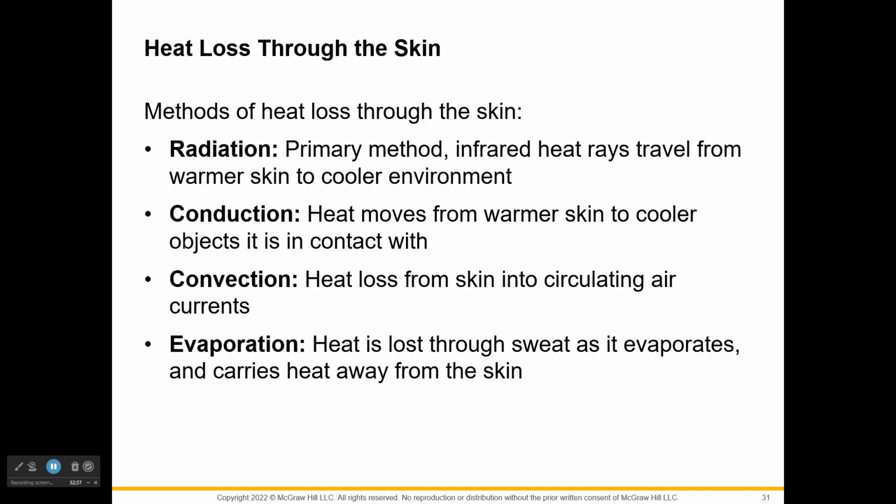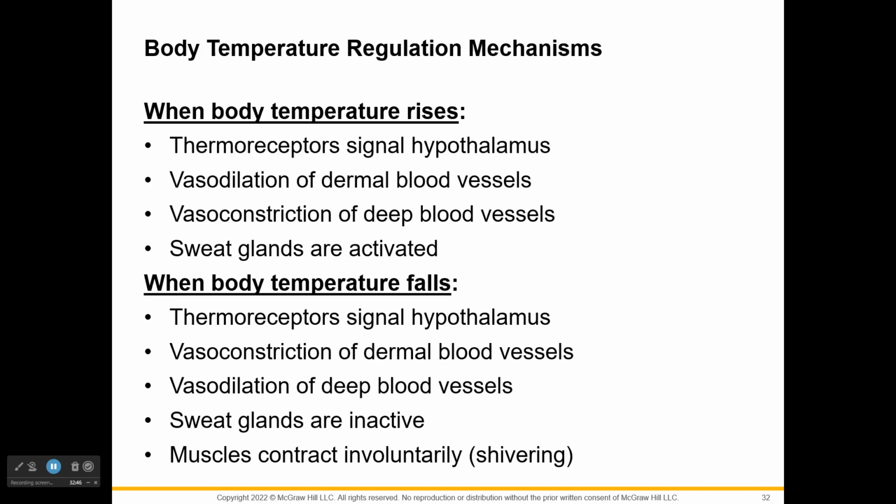And so we're thinking of negative feedback, I hope. There are a few methods of heat loss through the skin. I normally do not test on this. But when your body temperature rises, thermoreceptors tell your brain, and what you do is you vasodilate the dermal blood vessels. So dilate means get bigger, vaso is vessel. So make those blood vessels bigger, more blood flows to the area. Remember, blood has a lot of water in it, so the water holds heat, so heat can be released.